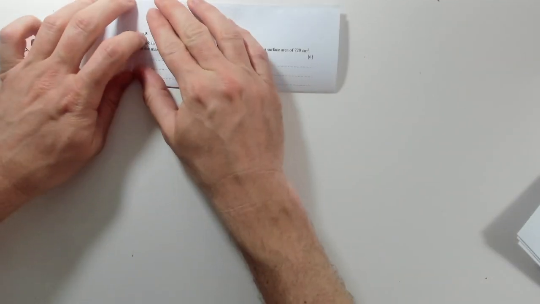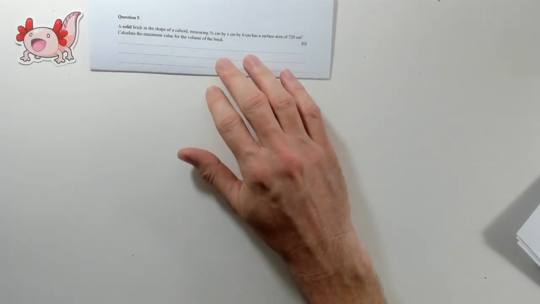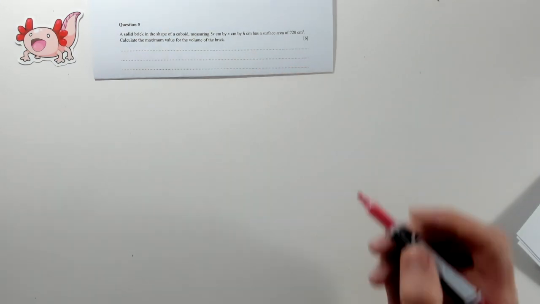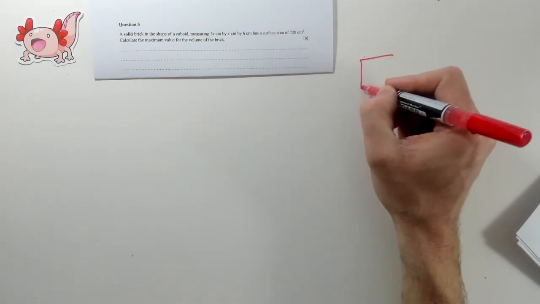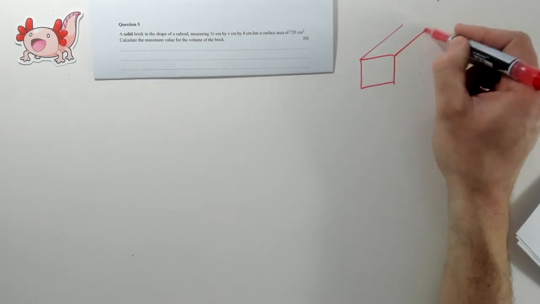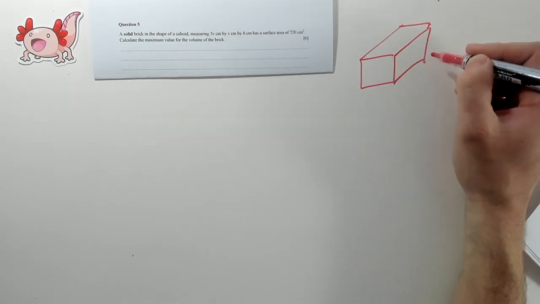So let's say there's a solid brick, and let's draw a little brick. It's like, what is orange and bad for your teeth? A brick. Ha ha ha.